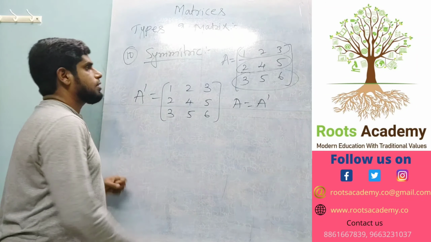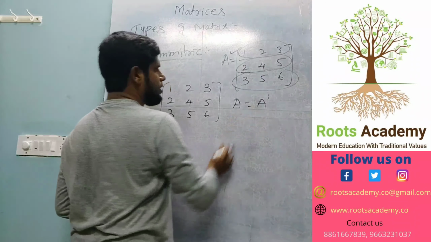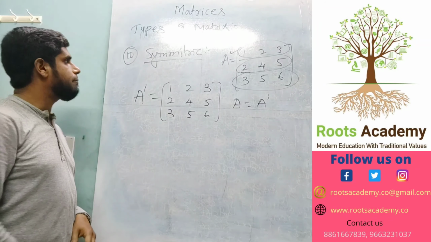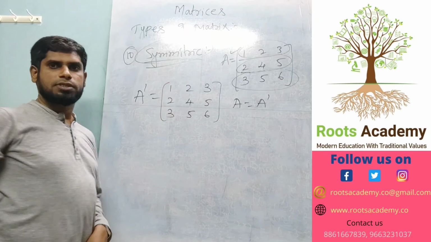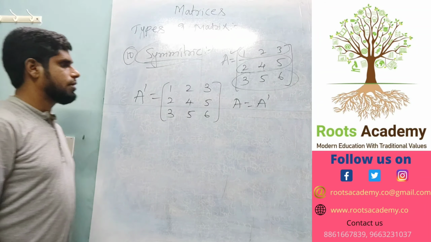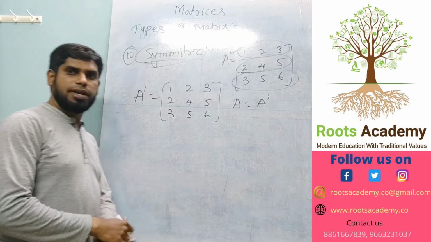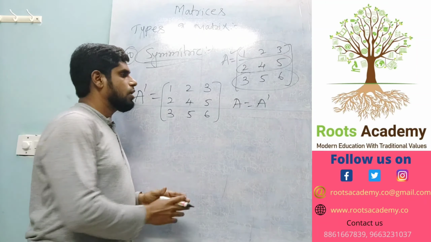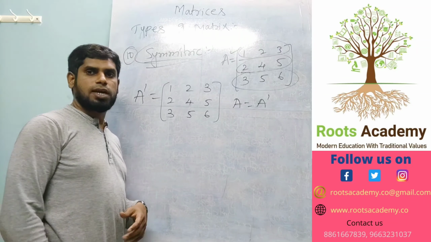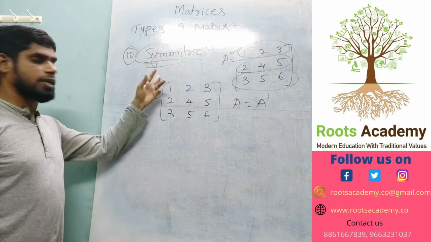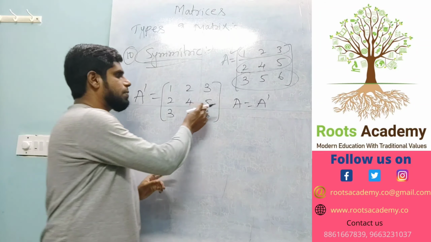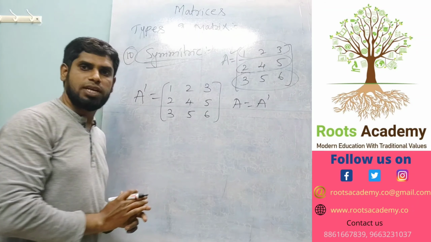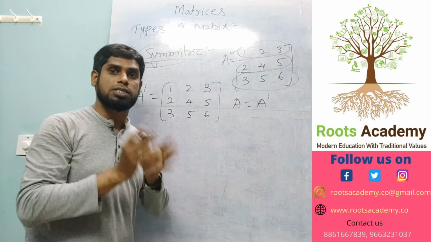Now, student, this A matrix is called a symmetric matrix. So, what is the definition of a symmetric matrix? If a matrix is equal to its transpose, then it is called a symmetric matrix. And in general, it must be a square matrix.